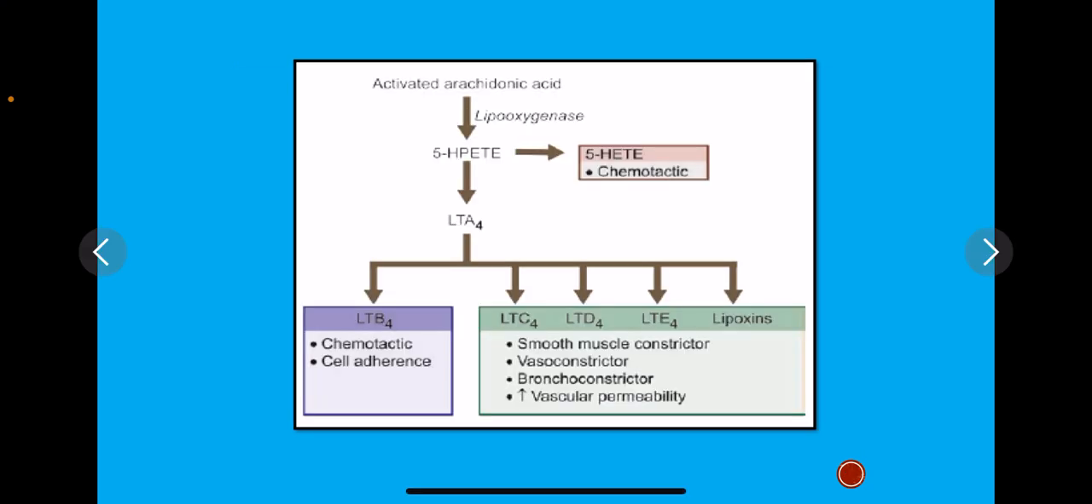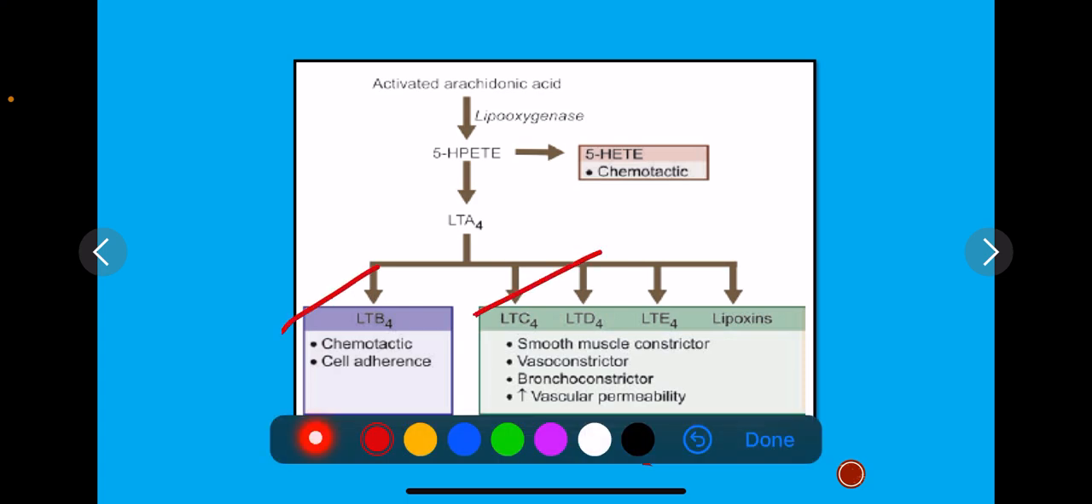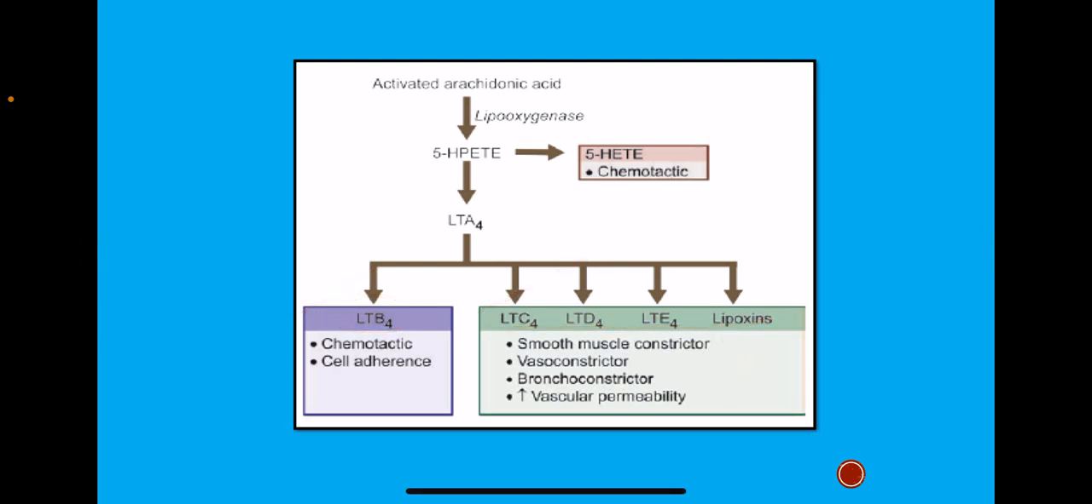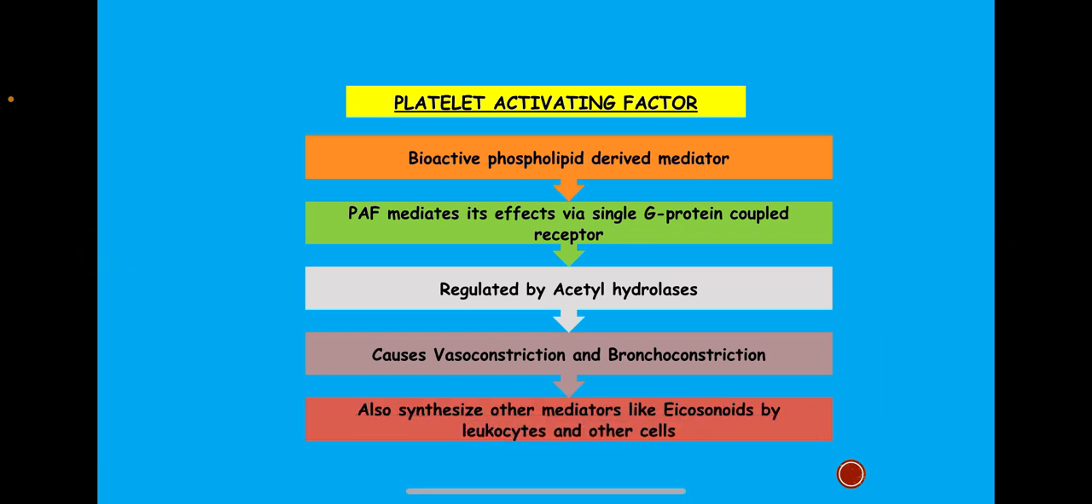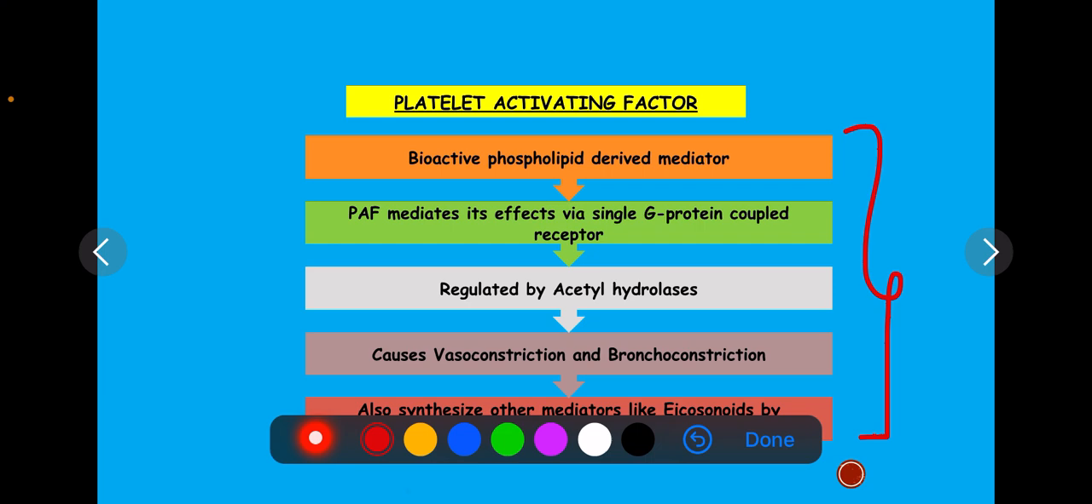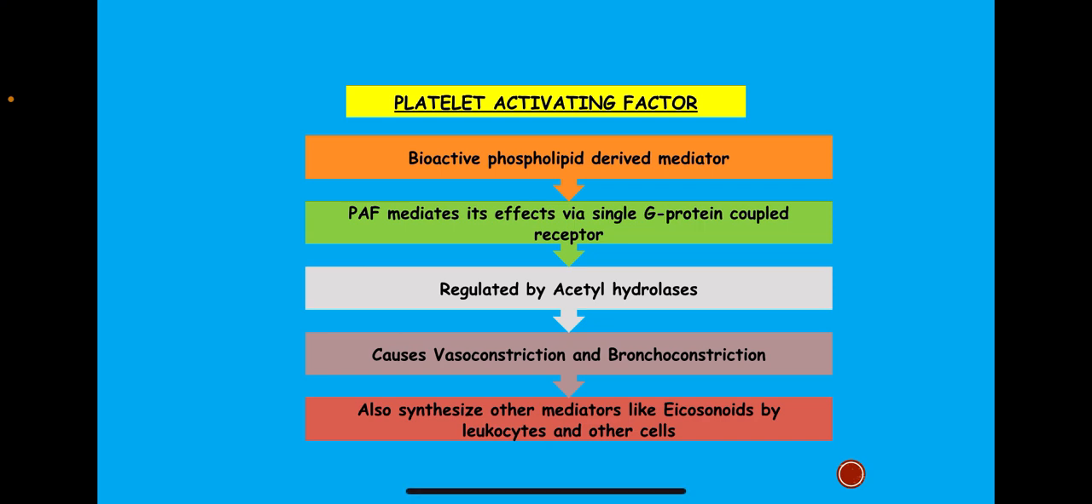Okay, so again this is, if you see, leukotrienes. So what is the function of LTB4? That is chemotaxis and cell adherence, whereas the others, these are the functions. So again give a glance to it. So next, the platelet activating factor. So these are the important points related to it. It's a bioactive phospholipid-derived mediator, and it mediates its effects via a single G protein coupled receptor. It's regulated by acetyl hydrolase, and it causes vasoconstriction and bronchoconstriction.